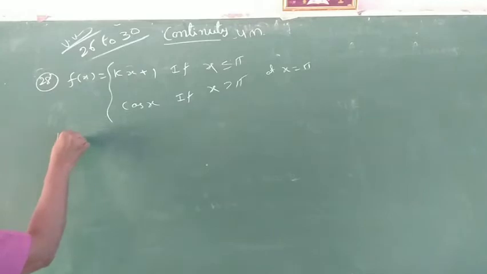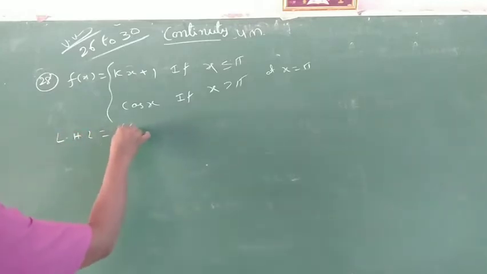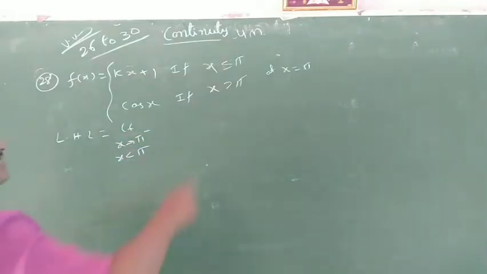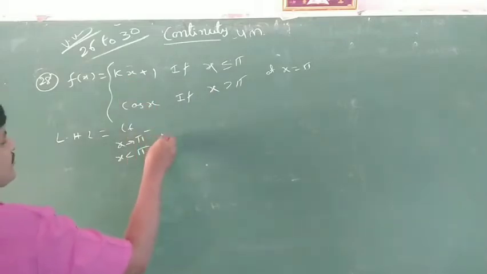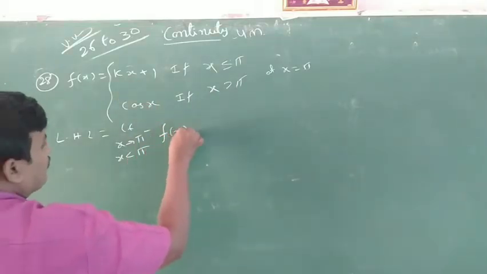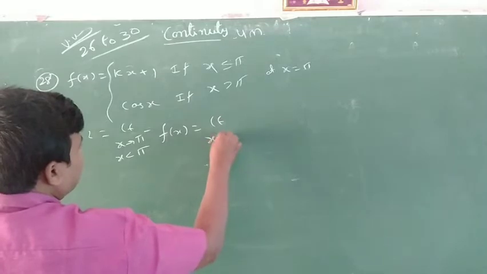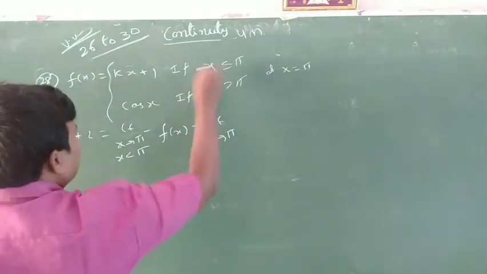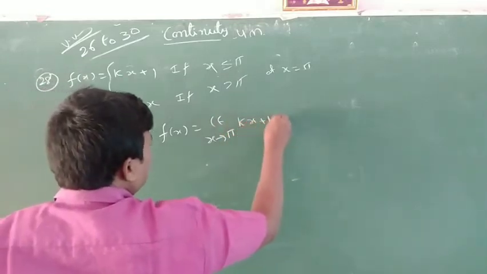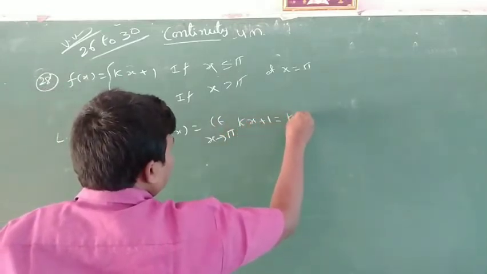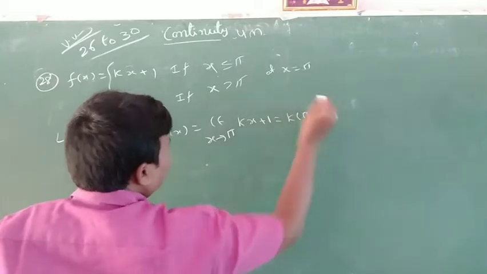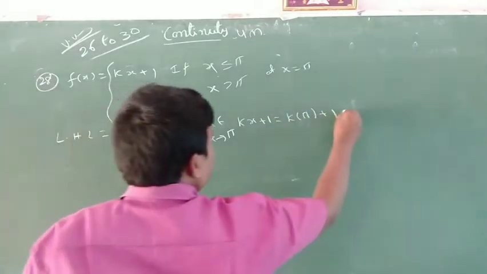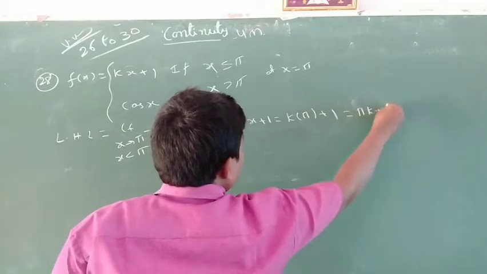First of all, LHL. LHL is equal to limit x tends to pi minus. Pi minus means x less than pi. For x less than pi, which function? Kx plus 1. So limit x tends to pi of kx plus 1, that is k into pi plus 1, that is equal to pi k plus 1.